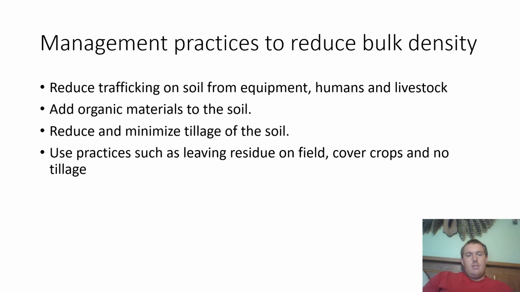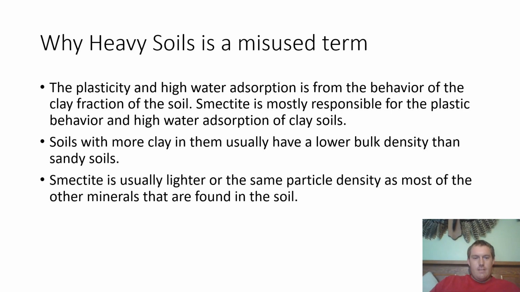You can reduce and minimize tillage, doing conservation tillage practices where you reduce how much you disturb the soil, because when you till the soil, you add more air into it and it causes the organic matter to break down faster. And you can use practices such as leaving residue on the land, cover cropping, or no tillage, which are practices to promote soil carbon and structure and create more pore space. So that's what you can do to reduce the bulk density and improve a soil if it is clayey.